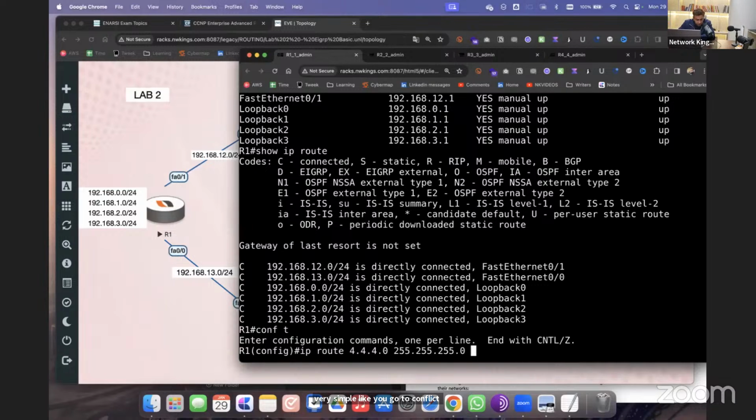We should know about the destination networks.